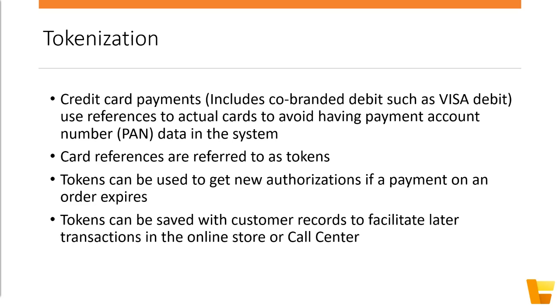So we can call the processor and essentially use an alias for that card. And the data that we keep is innocuous. If someone got that, it wouldn't be very useful, but it allows us to reference a real credit card.